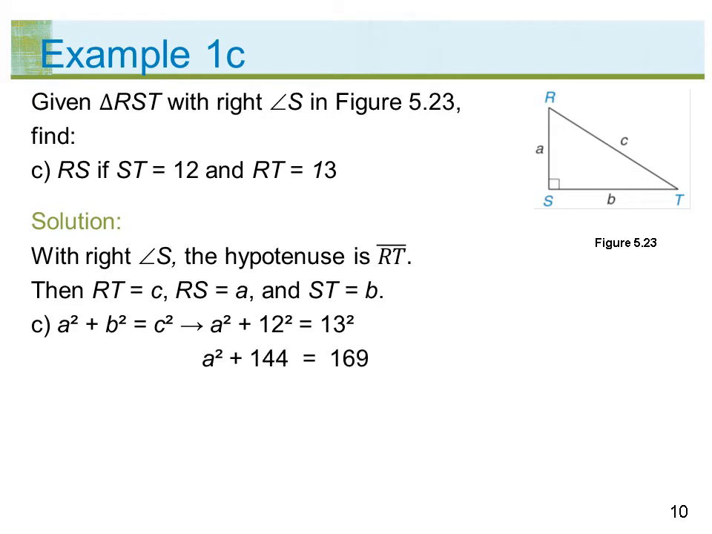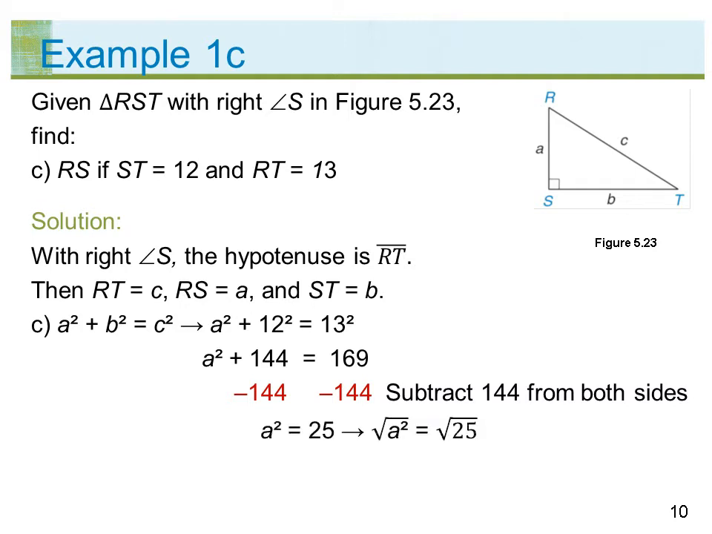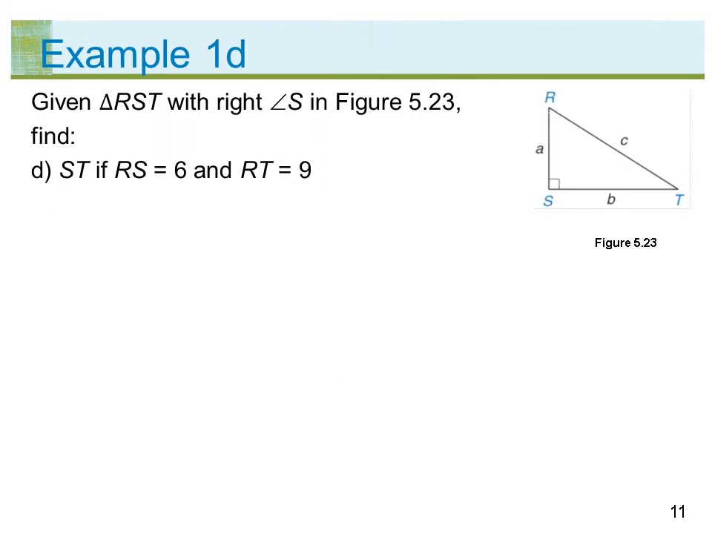a squared plus 144 equals 169. Minus 144, minus 144. Subtract 144 from both sides. a squared equals 25, which becomes the square root of a squared equals the square root of 25. a equals 5. Length RS equals 5. Given triangle RST with right angle S in figure 5.23, find D. Length ST if length RS equals 6 and length RT equals 9.